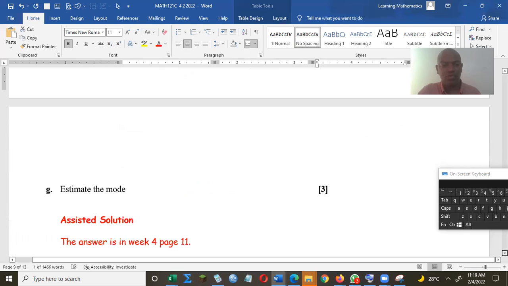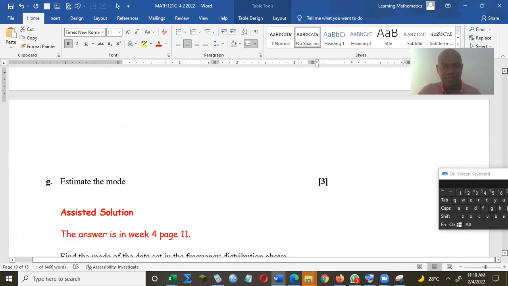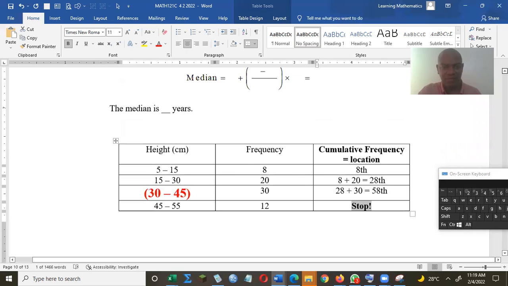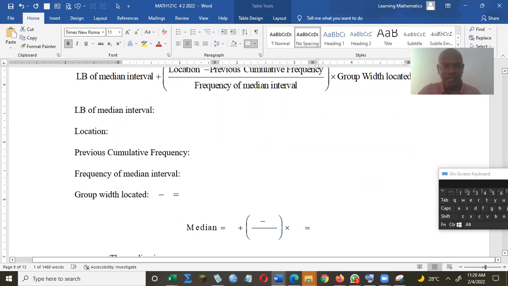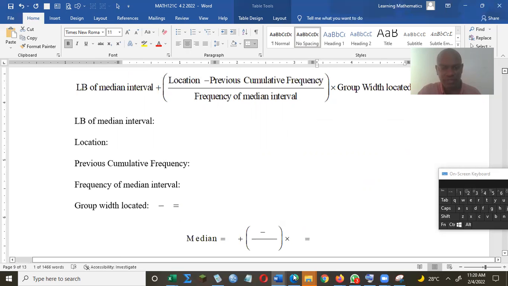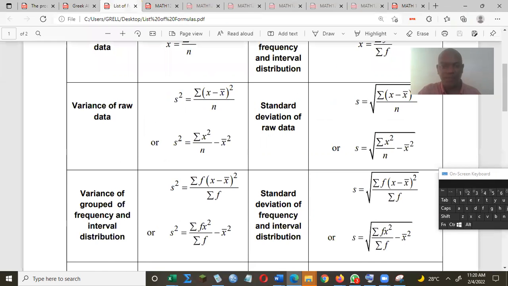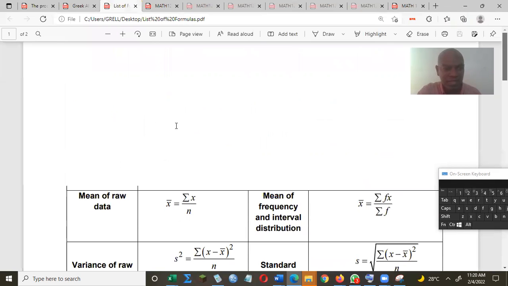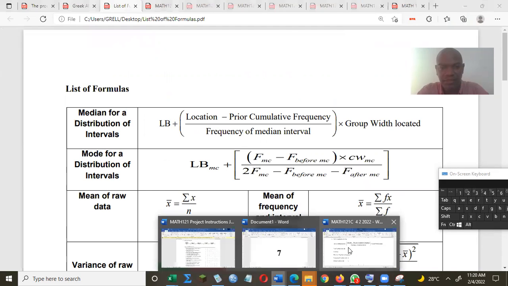Now we go to the formula to estimate the median. This is the formula, and it is in the list of formulas. If you go to the list, it is the first formula. Here it is, median for interval distribution. Okay. It is copied in the assignment. Here it is.